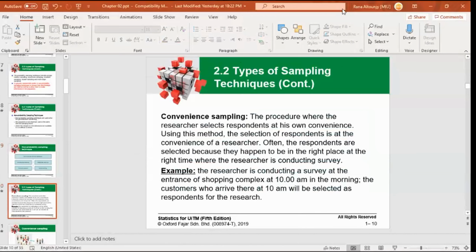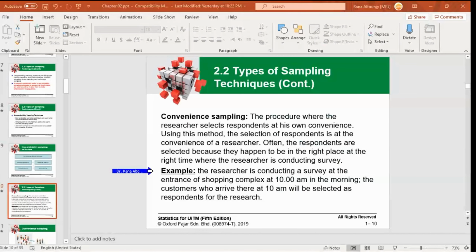It is a procedure where the researcher selects respondents at his own convenience. Using this method, the selection of respondents is at the convenience of the researcher. Often the respondents are selected because they happen to be in the right place at the right time where the researcher is conducting the survey. So the convenience method for selecting a sample does not rely on any mathematical procedure or anything. It's just based on the researcher's convenience.